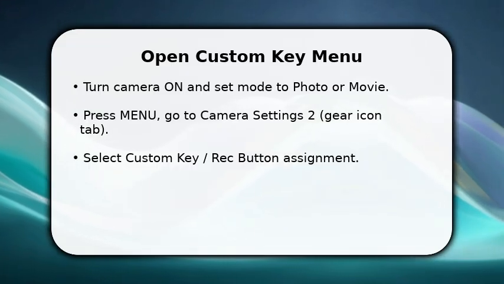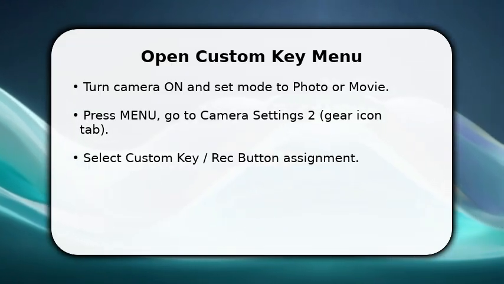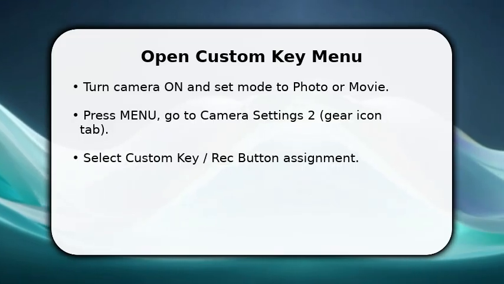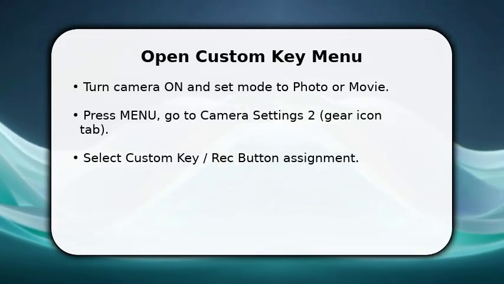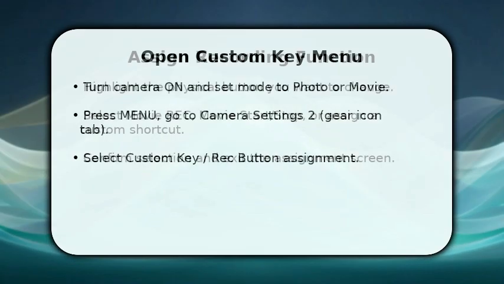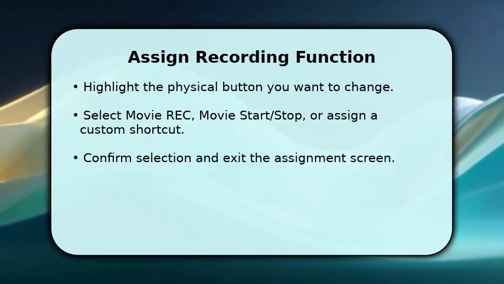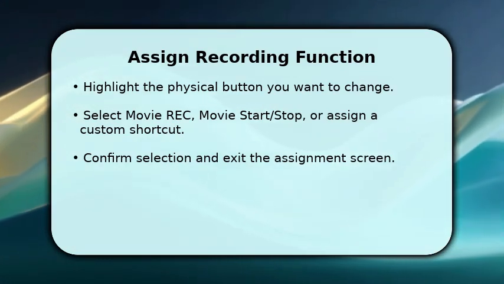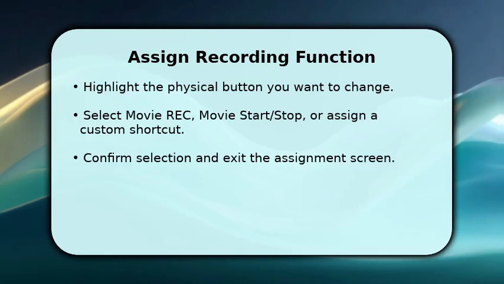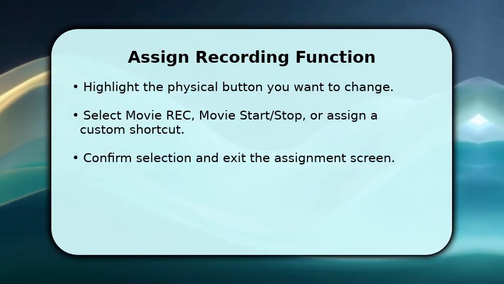Make sure you're on the right page so you can see the physical button map. This will let you pick the recording action for the small red record button or any alternate control. You now choose which button to change by highlighting it on the on-screen diagram. Once highlighted, select Movie REC or Movie Start/Stop from the function list.